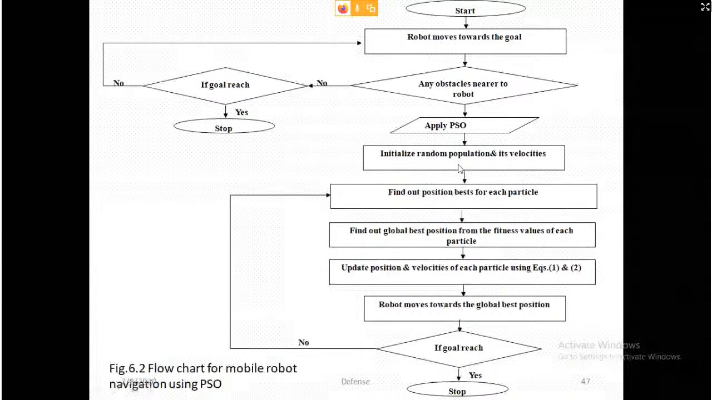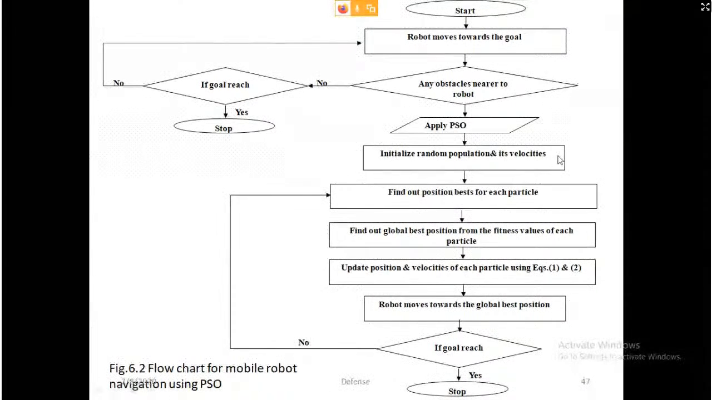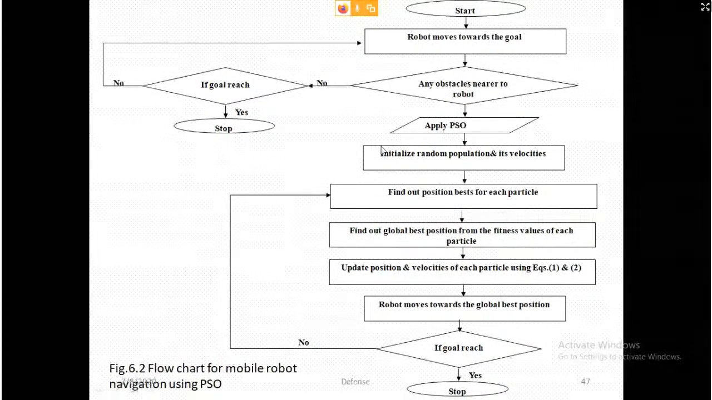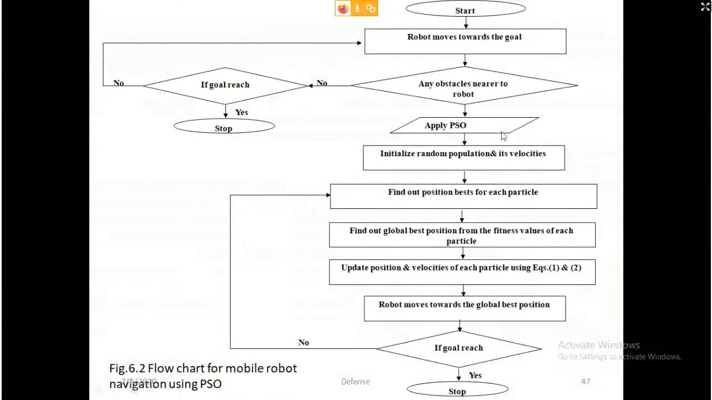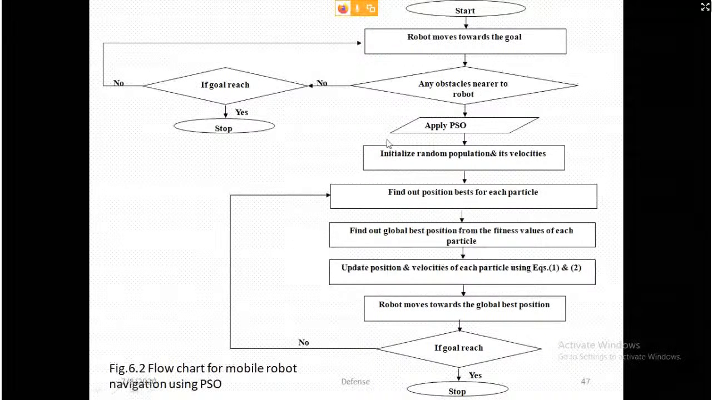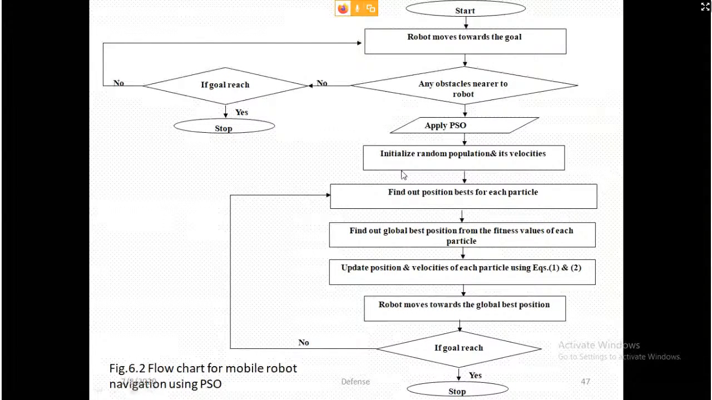Initially I am considering some population, and whenever this population is considered, it should be within the sensed region, the robot sensing region. I will explain in the next slide, then you will have a clear idea. So initially I am generating some population.